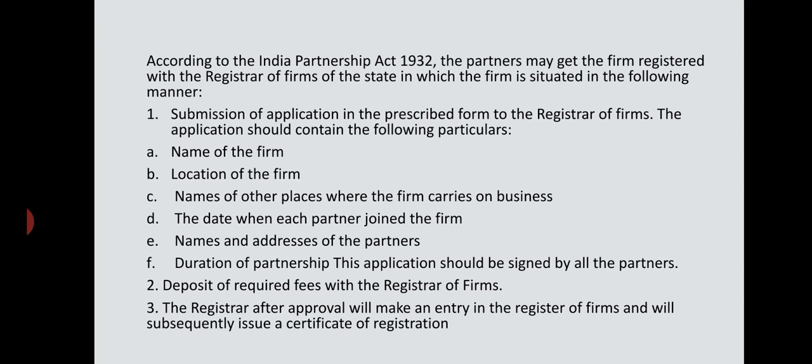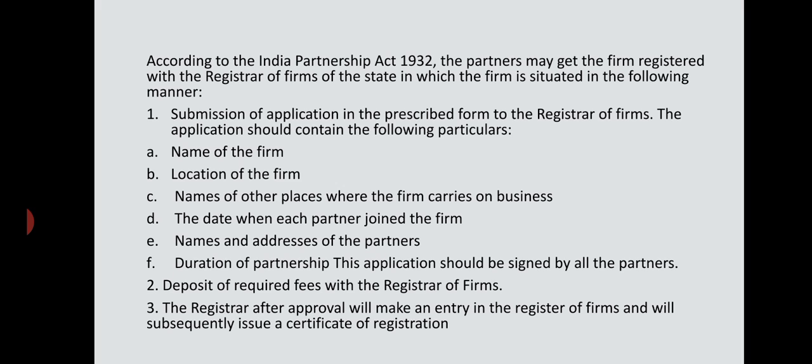Now, what is the procedure of registration? According to the Indian Partnership Act of 1932, the partners may get the firm registered with the Registrar of Firms of the state in which the firm is situated in the following manner. First one is submission of application in the prescribed form to the Registrar of Firms. That form needs to be filled up with the following particulars. Some information needs to be furnished by the partners in the prescribed form. Which is that information? We'll see one by one.